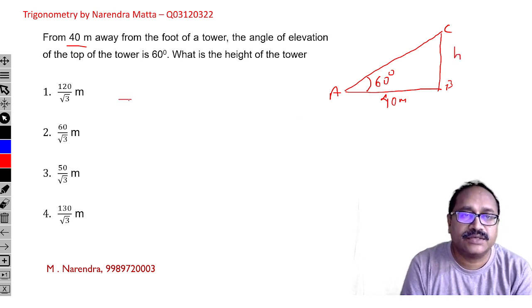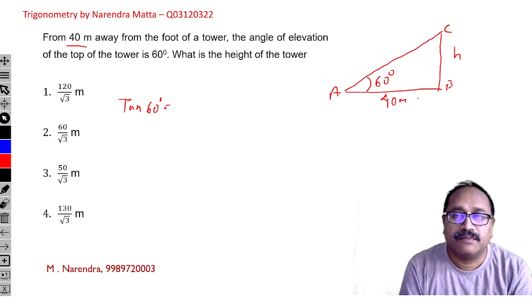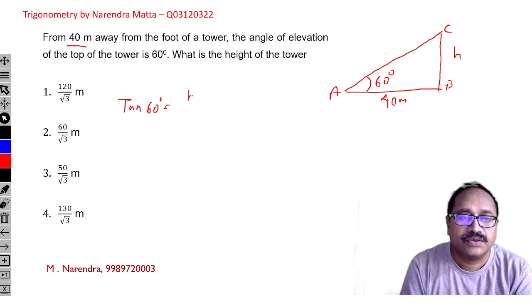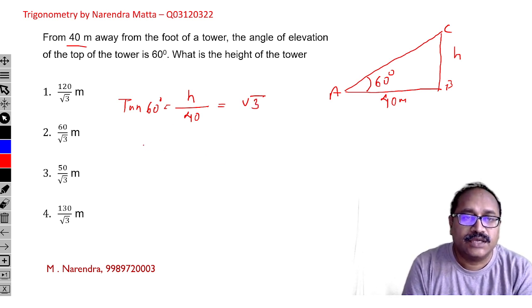Now tan 60 is equal to perpendicular by base, H by 40, which is equal to root 3. Tan 60 is root 3. Done. So what is H? The H is 40 root 3.